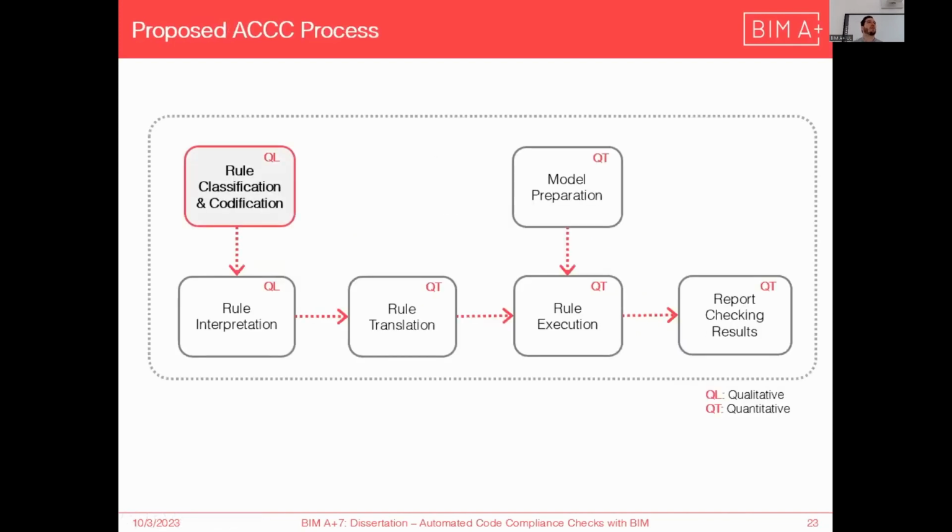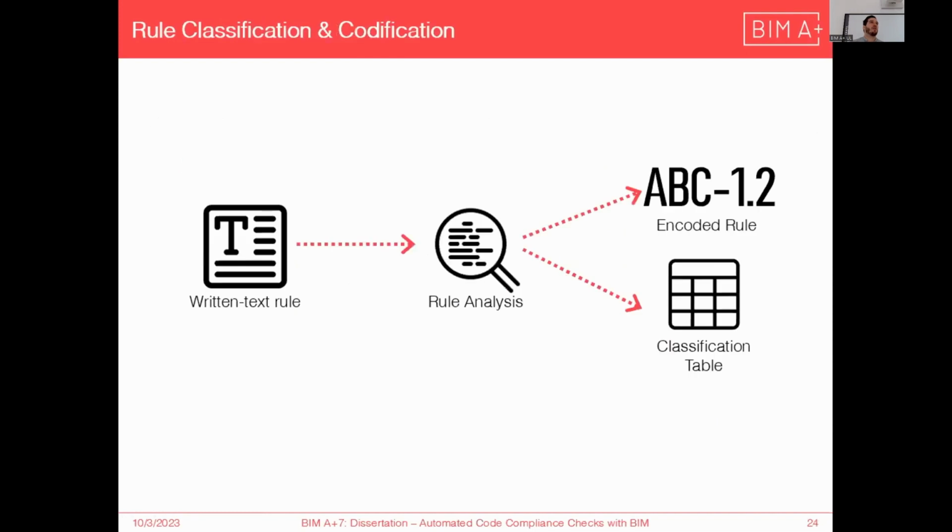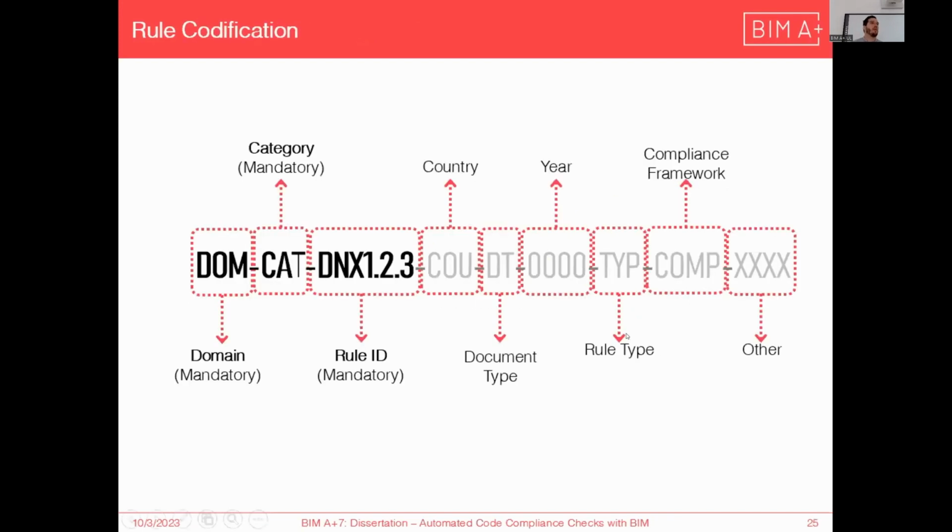The next one was the rule classification. It's the first step into a very basic analysis of the written rule that mainly gave us two outputs. The first one is an encoded rule and also a classification table for a very primitive analysis of a rule. This is the format I developed for the name convention on the rules. It basically consisted in taking many characteristics of them and arranging them and formatting them to have a consistent way of working with them.